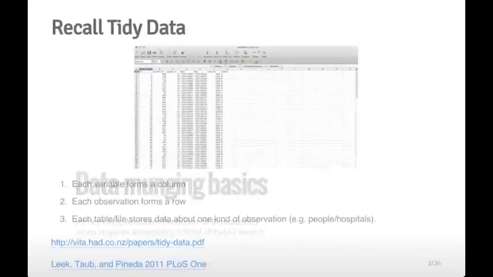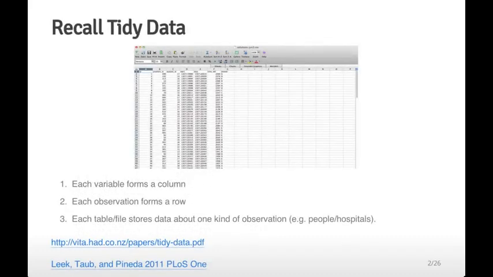modeling. So the goal is to get to tidy data, where each variable forms a column and each observation forms a row, and each table or file stores data about one kind of observation. So for example, the data about people are stored in one table, and the data about hospitals are stored in another table.